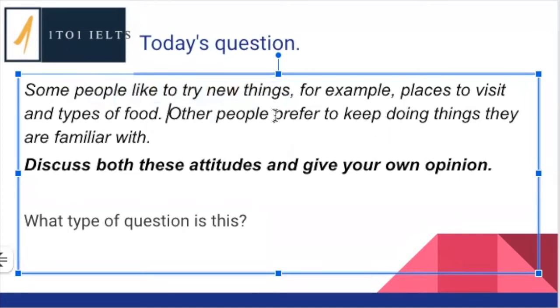A mistake that I often see is people go, okay, I agree with the first part, and I'm just going to give 2 ideas for this. You need to explain both of these views. Why do some people like to try new things? And why do other people prefer to keep doing this? And then we're going to give our opinion, which type of person are you? Are you a person that likes to try new things or a person who prefers doing things they're familiar with?